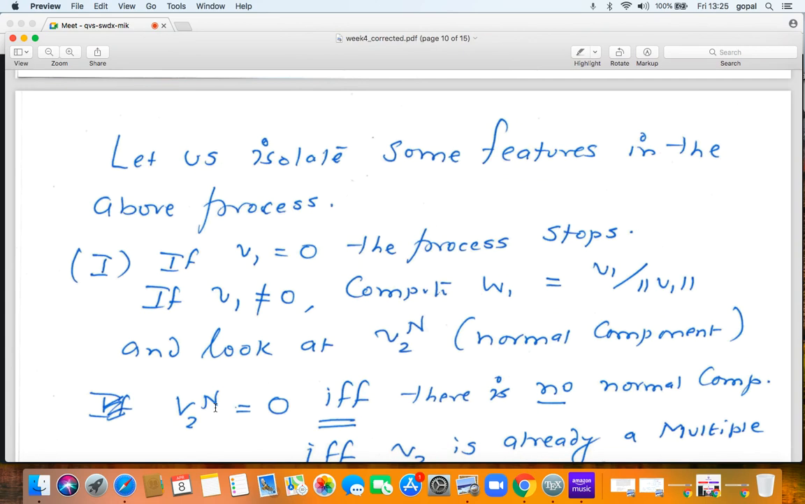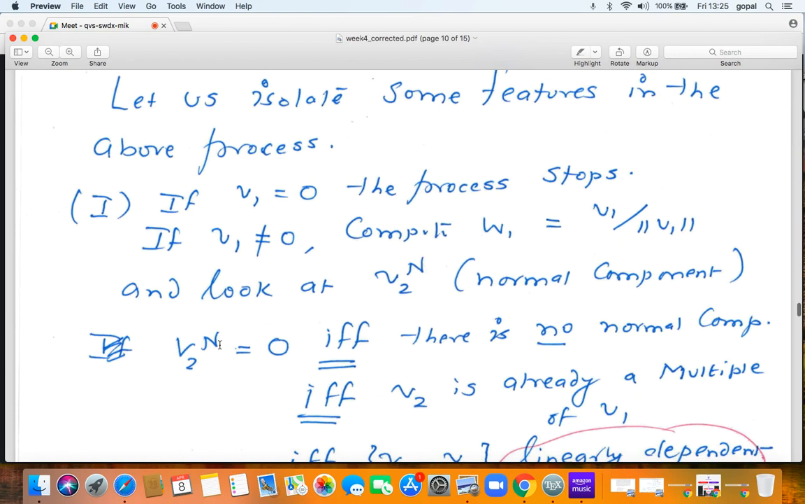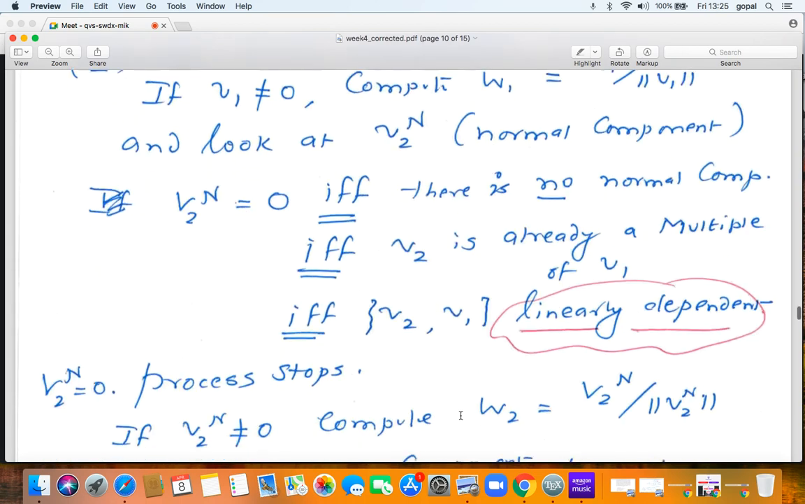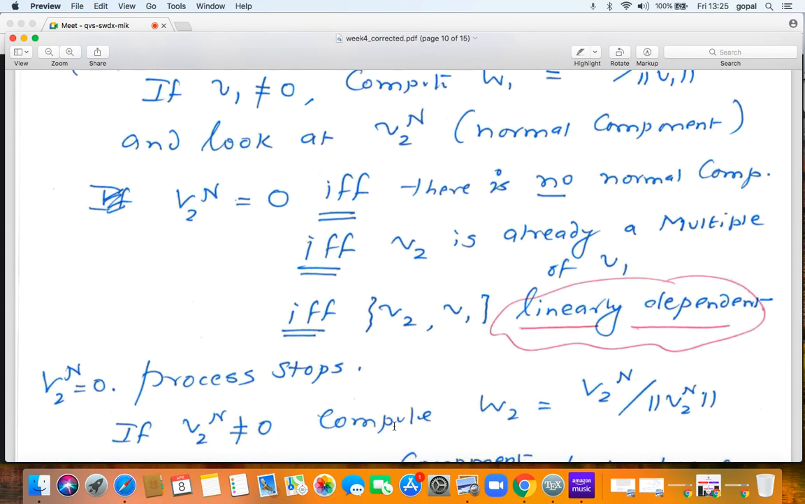If v1 is not 0, I can normalize v1 and compute w1. And then you go to v2. You subtract off from v2 the tangential component, and you get the normal component. If the normal component is 0, the process stops, and that will happen precisely when v2 is a multiple of v1. If the normal component is not 0, the process continues.